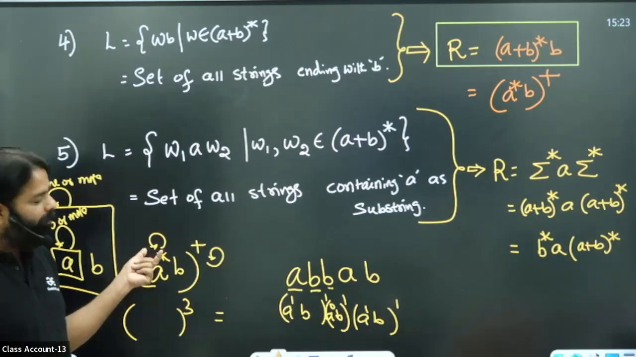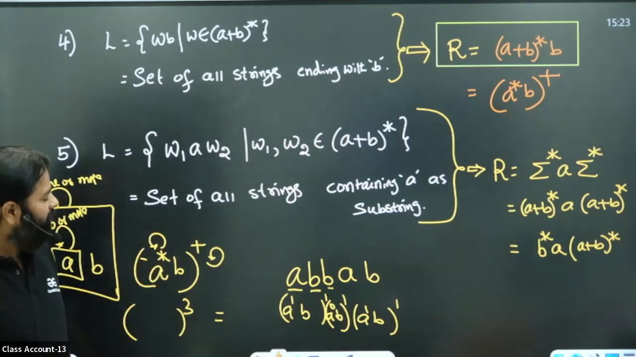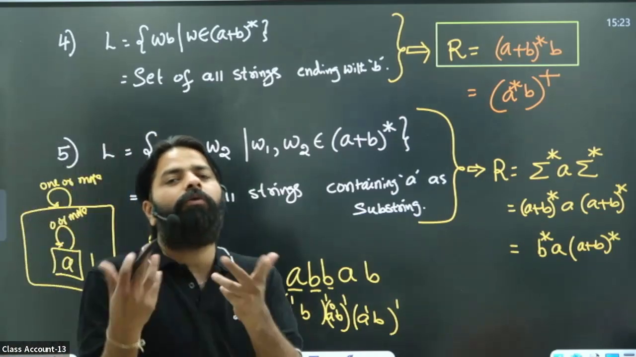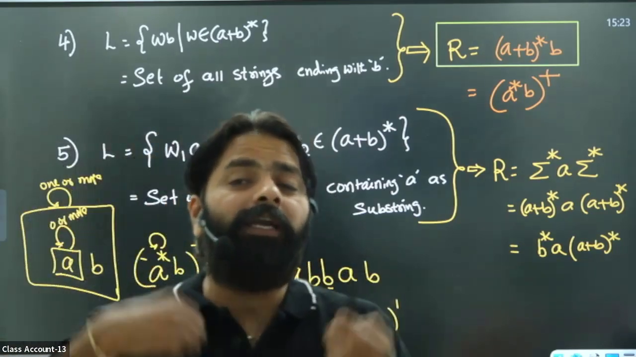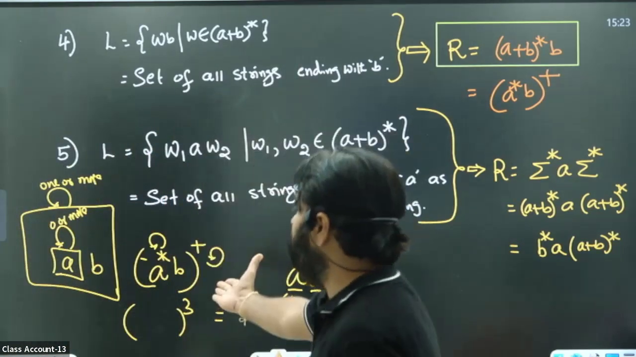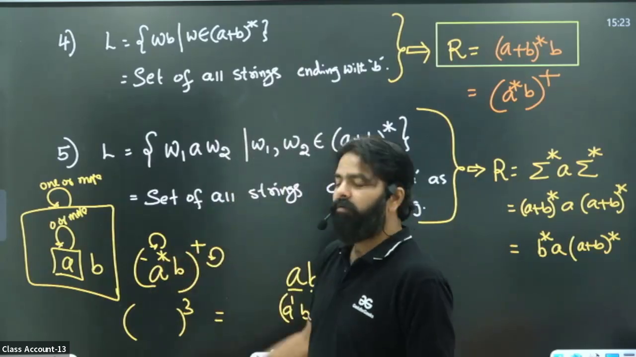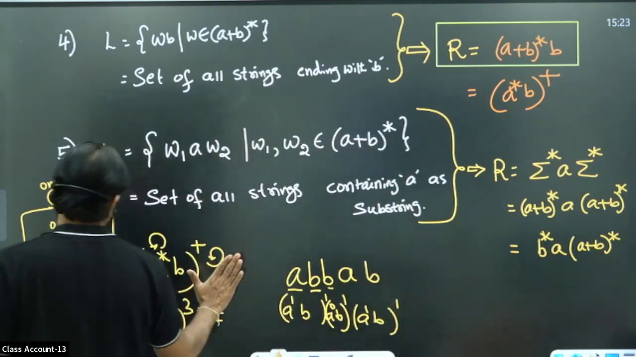If you want A, put a power other than 0. So understand, star means either you can take A or you need not take A. If you take A, you can take even 1000 A's. A power 1000 is also there here. Any number of A's that you can take before one B. It's your choice.